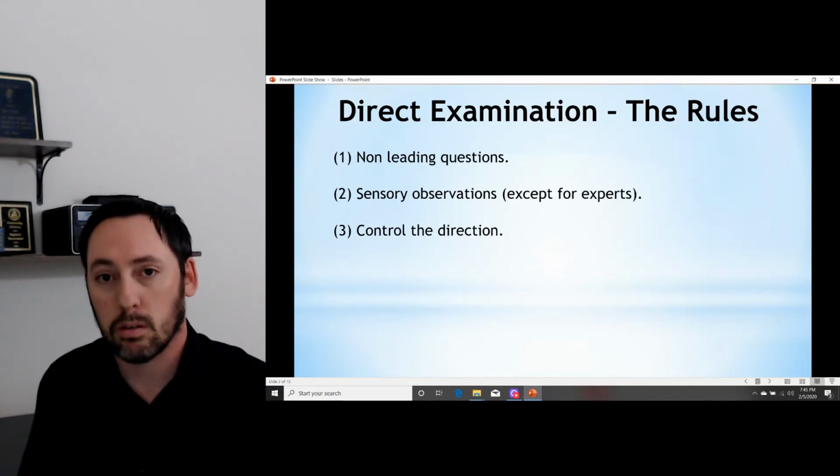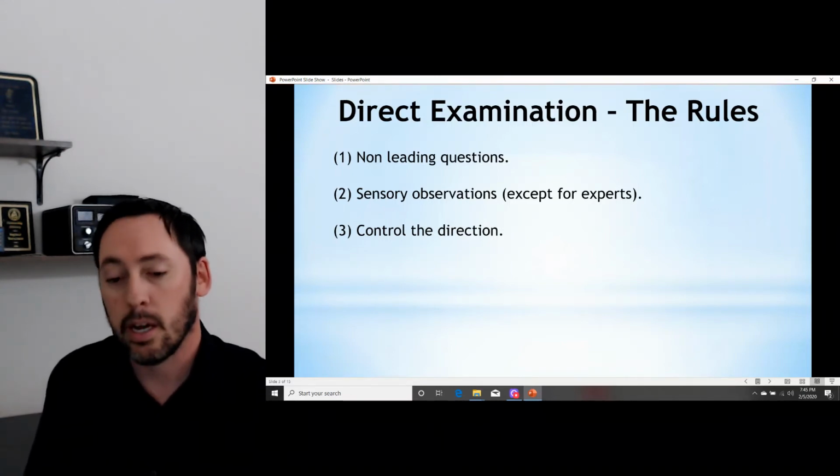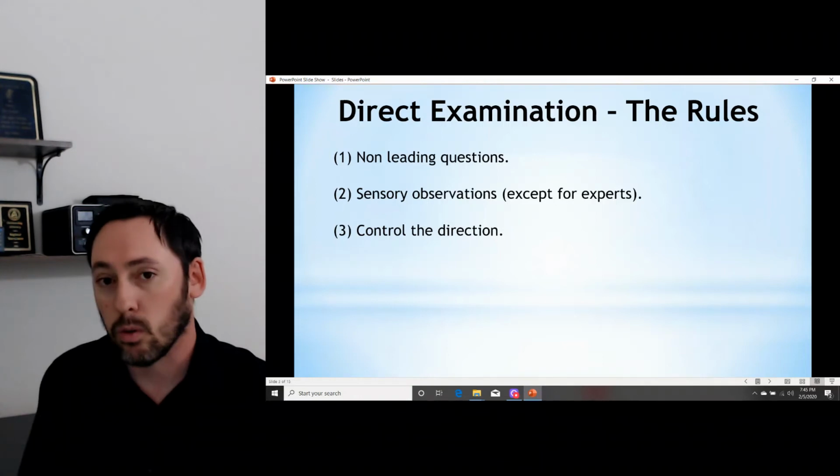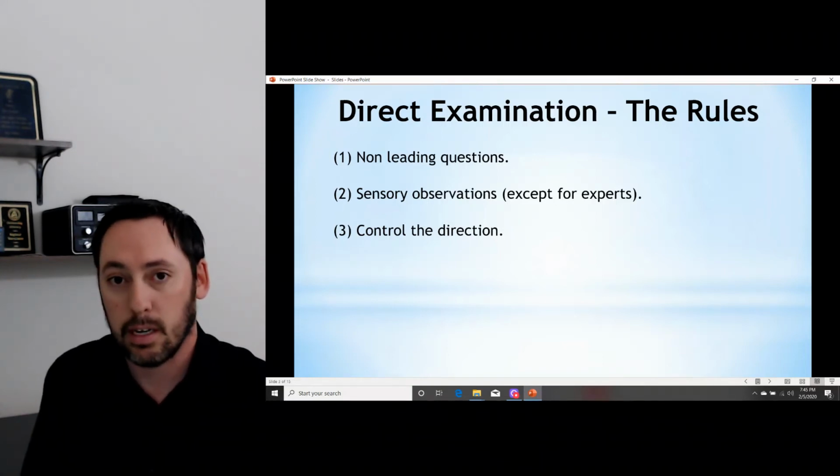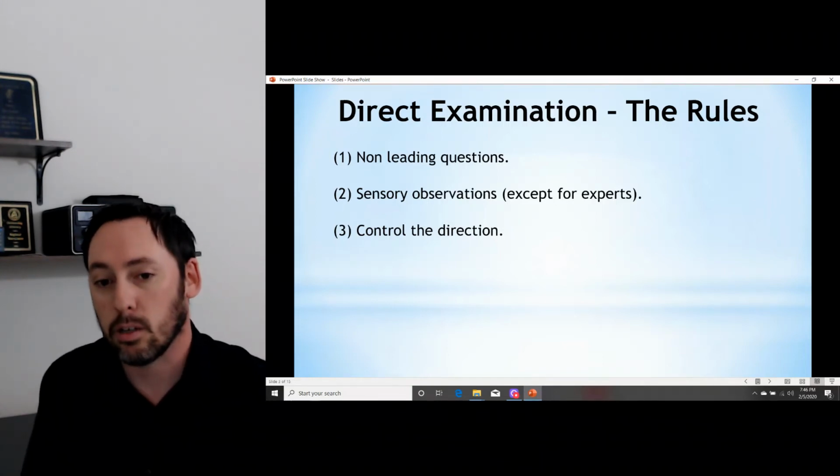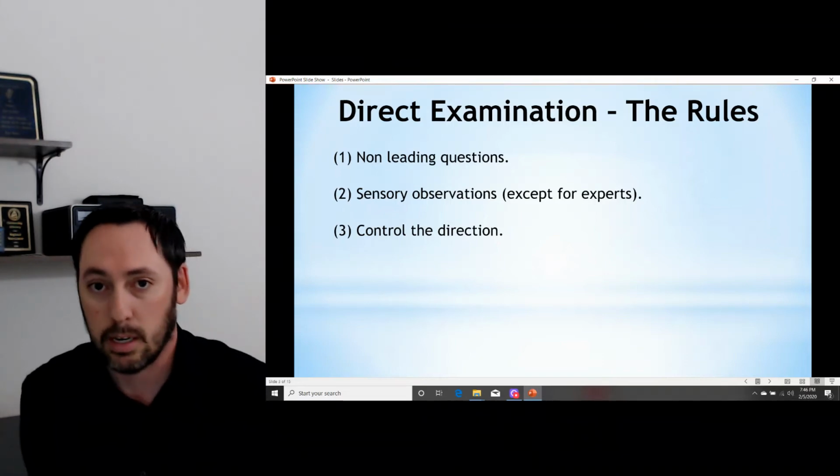You need to script your direct for your witness in order to keep them on track, so you're concentrating on getting that theory and that story to the jury and not letting your witness take the direct in a direction that it doesn't need to go.